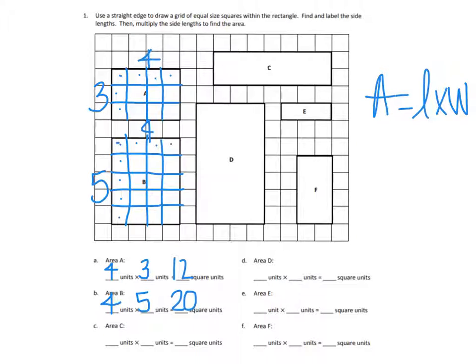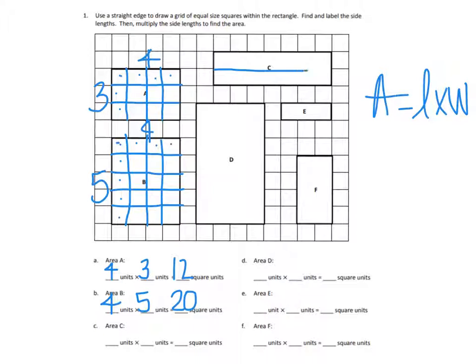Now take a look at letter C. Go ahead and draw the grid lines. Then count the squares to determine the length and the width. Then figure out the area. Pause the video while you work and replay when you are ready or if you get stuck.